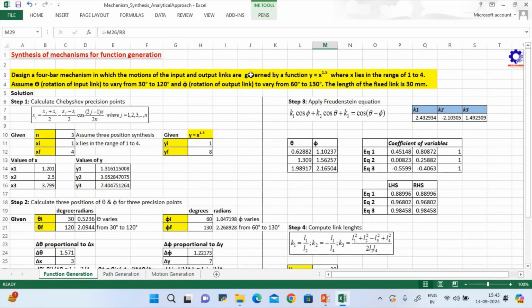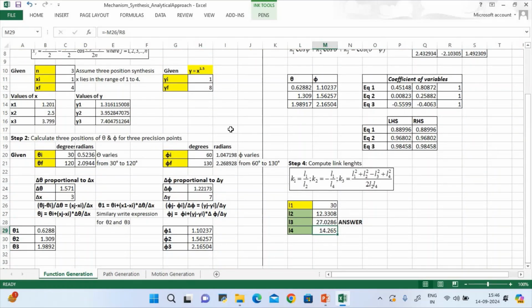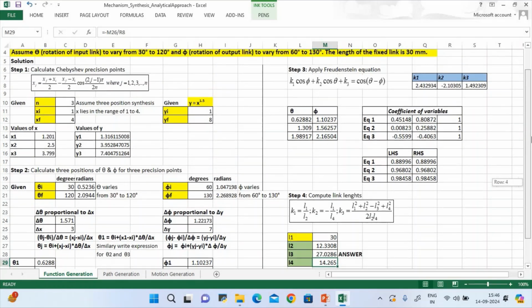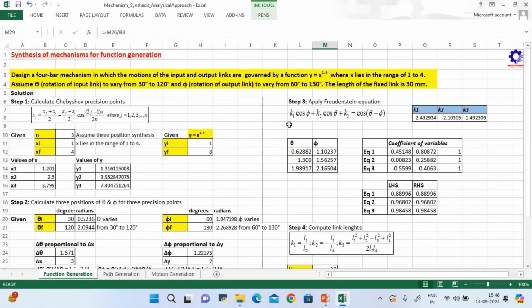Now you can see here that this 4-bar mechanism is going to generate a function of the form phi equal to x to the power 1.5. So I hope most of the calculations in this Excel sheet are clear to you. The only correction I mentioned is that you take a positive sign in this Freudenstein equation. With this, I would like to conclude this session. Thank you.